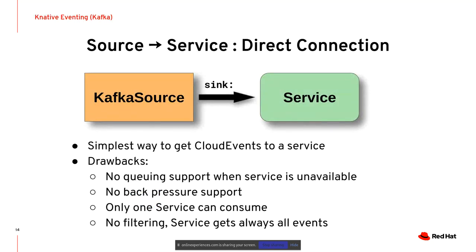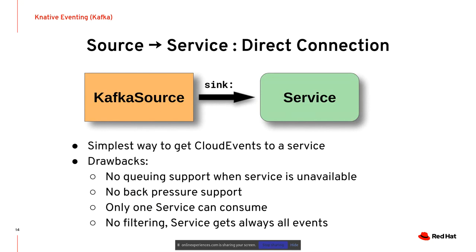So the first demo that we're going to see is basically one of the very simple use cases that you can build. You can use a source that is directly connected to a service. In this case, I'm using a Kafka source and I'm connecting it straight to a service using the sink API of the Kafka source. So this is basically the simplest way that you can imagine to get a cloud event from a Knative source to a particular Knative serving service.